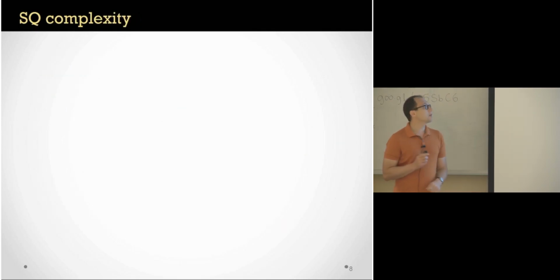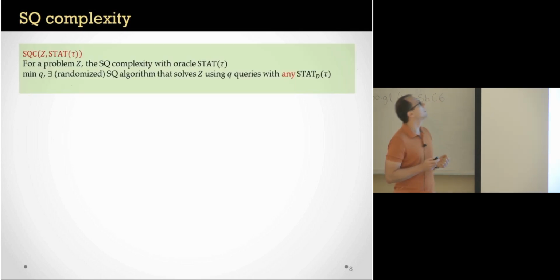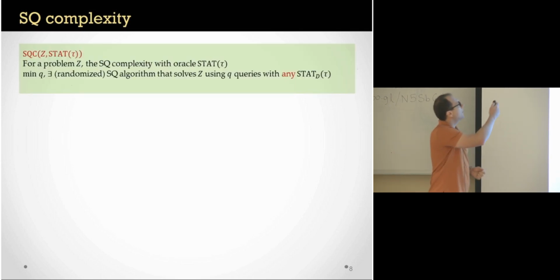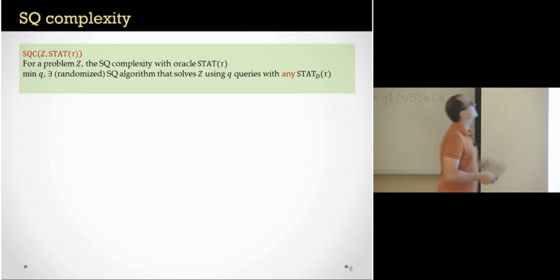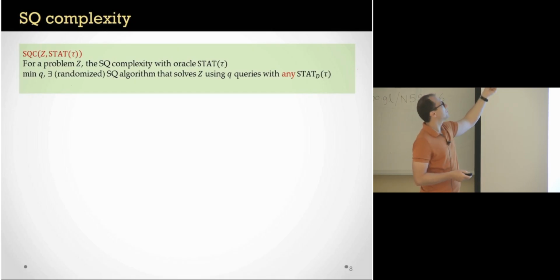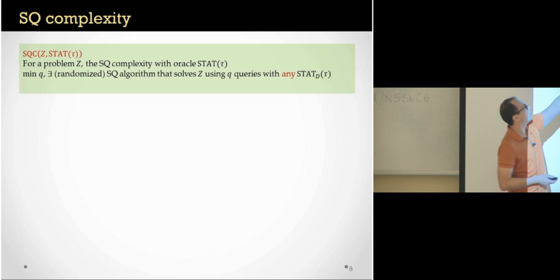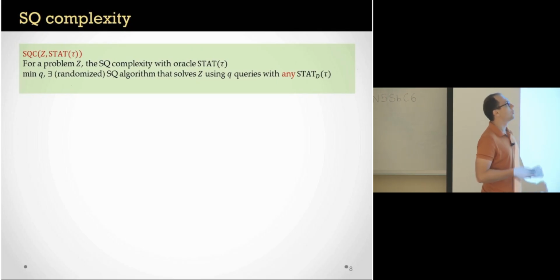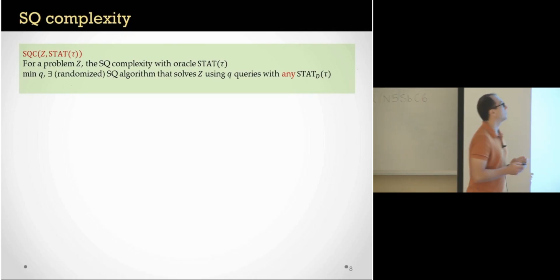So here we'll be interested in this notion of statistical query complexity. First of all, let me define it a little more formally. For a statistical problem Z and a statistical oracle parameterized with this parameter tau, we denote by SQC the statistical query complexity of this problem with this oracle. It is the smallest number Q such that there exists a possibly randomized statistical query algorithm that solves this statistical problem using Q queries for any possible legal implementation of the statistical query oracle.